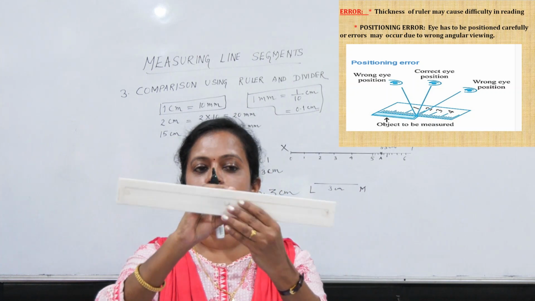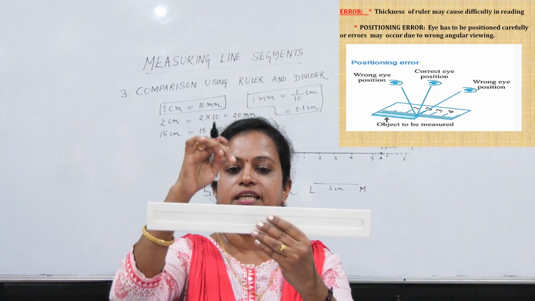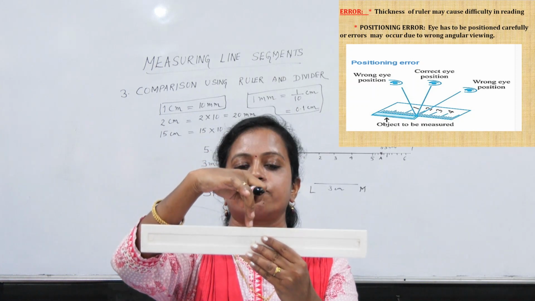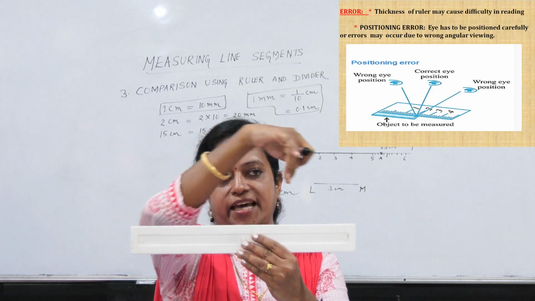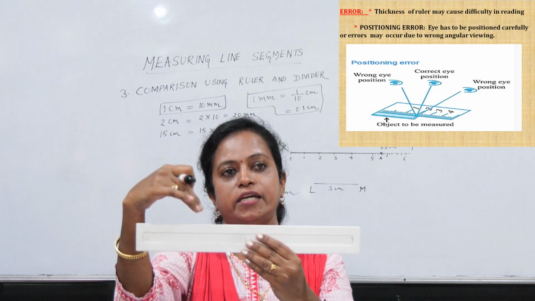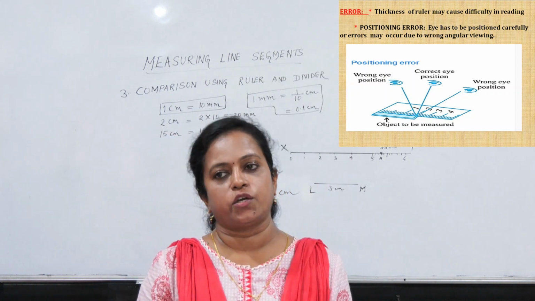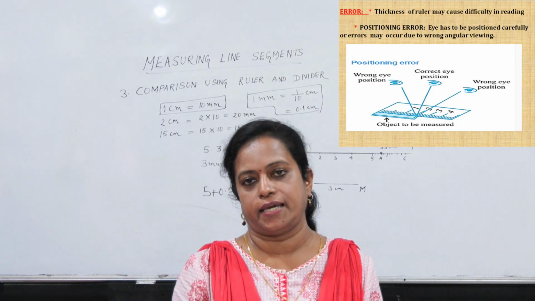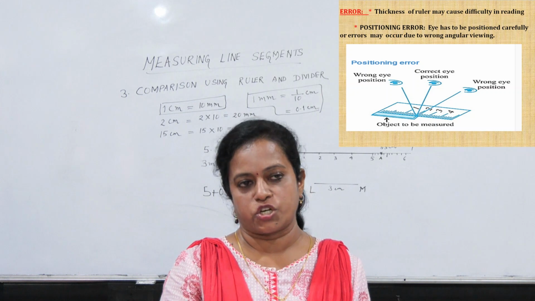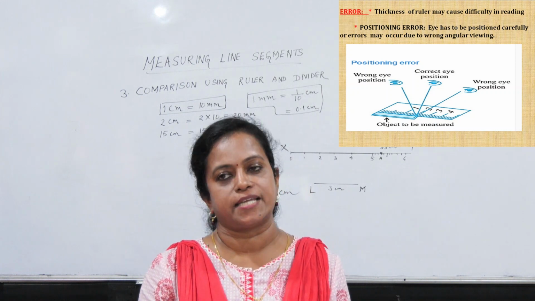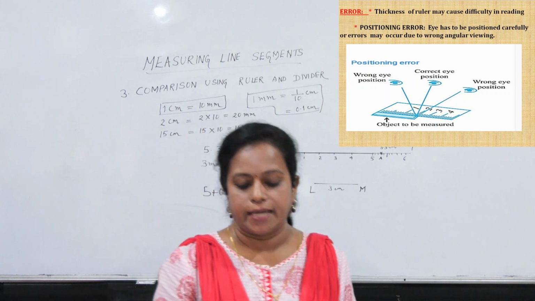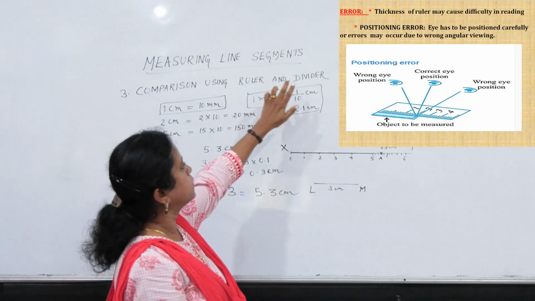And another thing is, when you are observing, you have to observe vertically, from the top. If you see from the side, sideways, it will lead to angular viewing and it will also result in a difference in the given measurement of the two line segments that you are comparing. So there is one more accurate method, that is by using a divider.